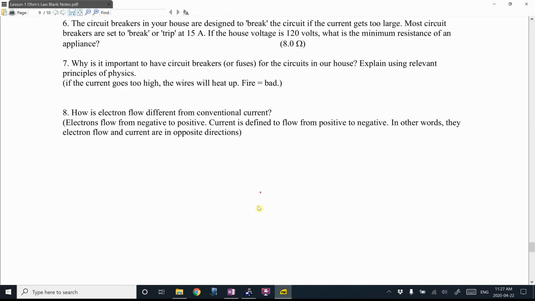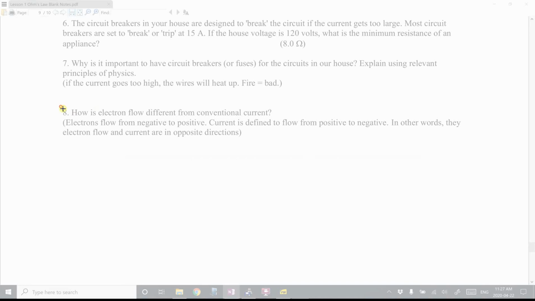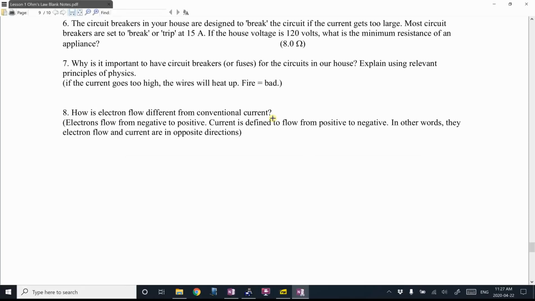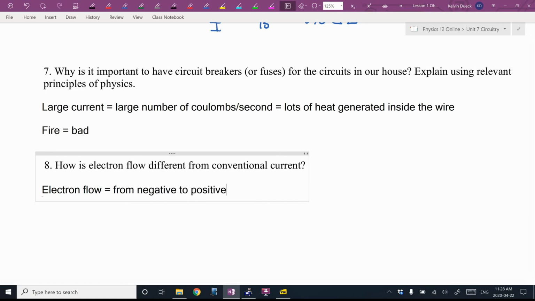Number 8. How is electron flow different from conventional current? That's a great question. So, electron flow, that's defined as from negative to positive, and that's what's really happening. Now, by the way, there is some controversy about this. For example, in Alberta, our province next door, they do not teach conventional current. They teach everything with electron flow.